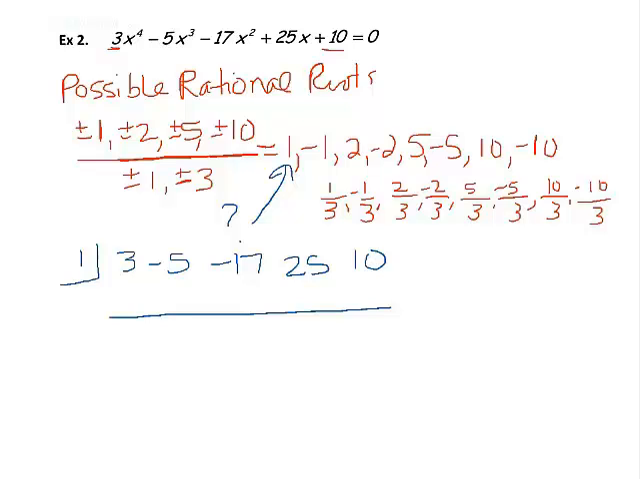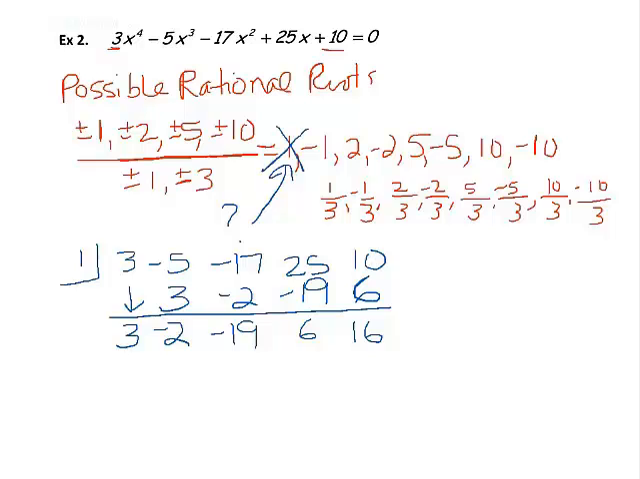So let's try that. If I perform my synthetic division, 3 times 1 is 3. Add those together, negative 2. Multiply, I get negative 2. Add to negative 19, multiply, I get negative 19. Add together, I get 6. Multiply, 6, and 16. Okay, so we know that the remainder is not 0, which means that x minus 1 is not a factor, which means that 1 is not a root. Okay, so 1's off our list.